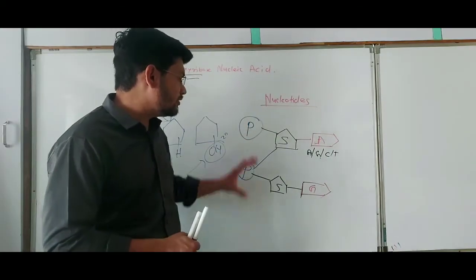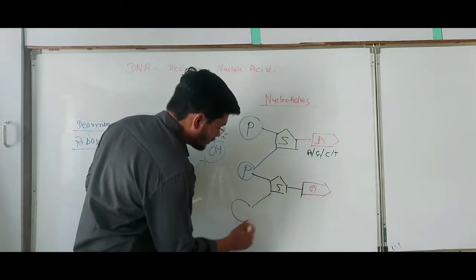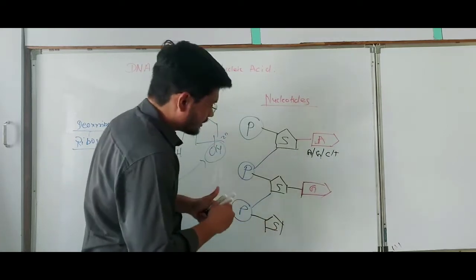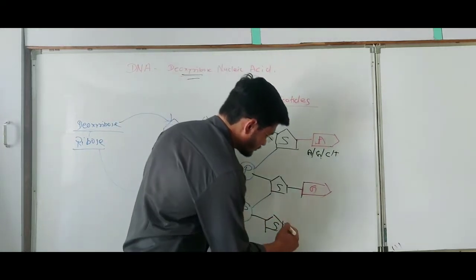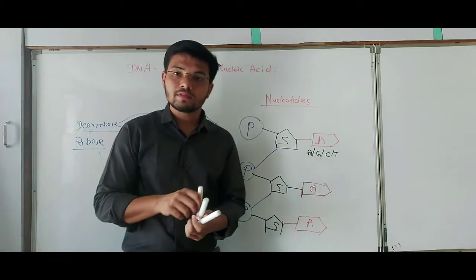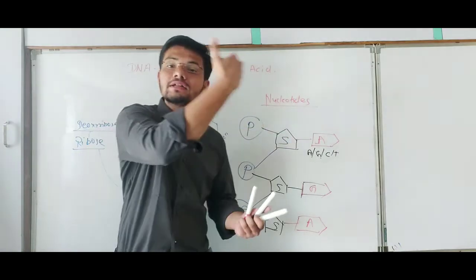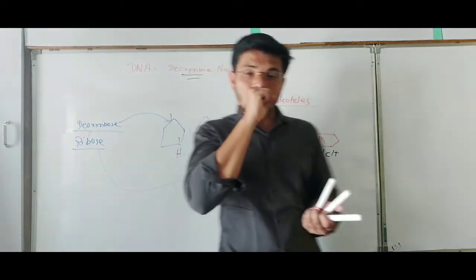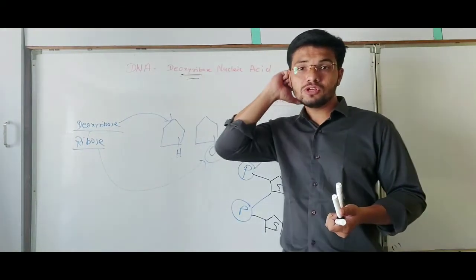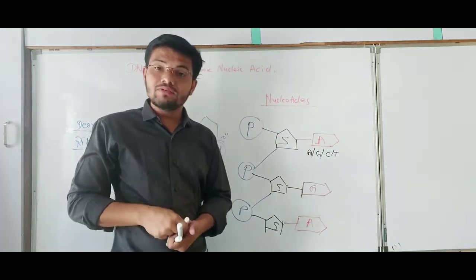Here you can see both the nucleotides are joined. Many nucleotides like this will get joined to form a DNA strand. Like that, another nitrogen base. In this way, one strand of the DNA will be made. On the opposite end, there will be another strand. So DNA has a double stranded structure, and opposite to that another strand is present, but it will be anti-parallel.